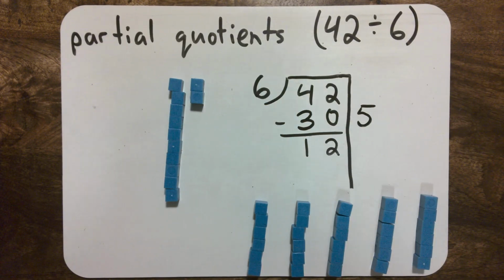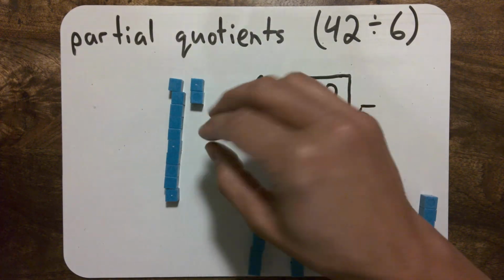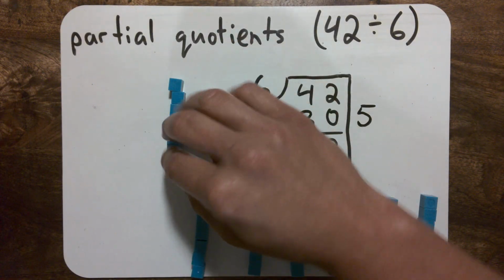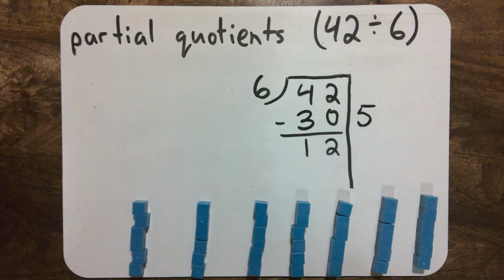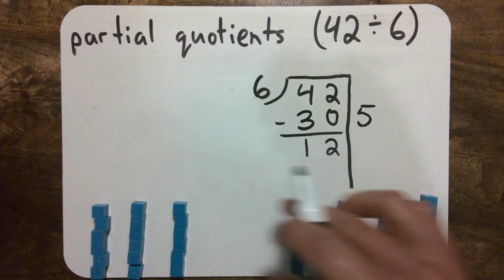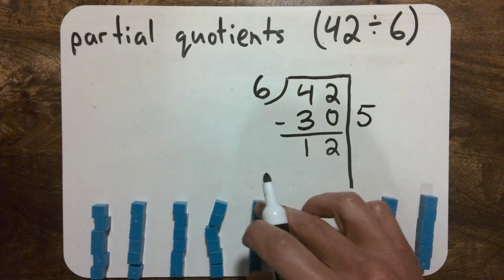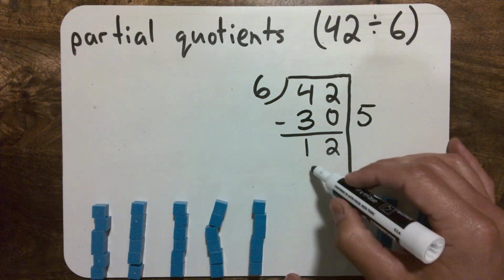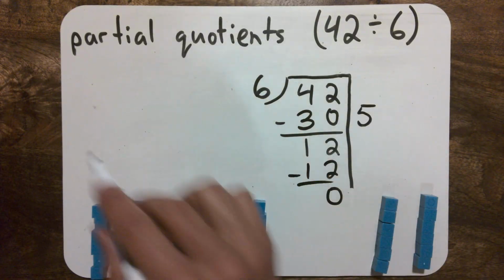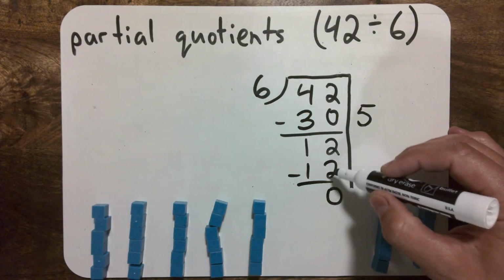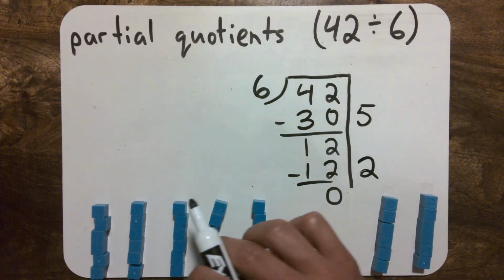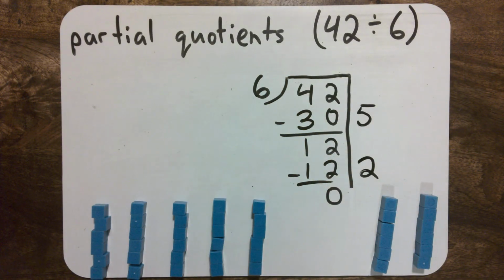Now I just have 12 left, so from the 12 I can make 2 groups that have a size of 6. I might have to scoot these over just a touch so I have room to finish my algorithm here. So I've taken the remaining 12 away, and I have 0 left in that original model. And those 12 that I just placed down, I created 2 groups that have a size of 6.